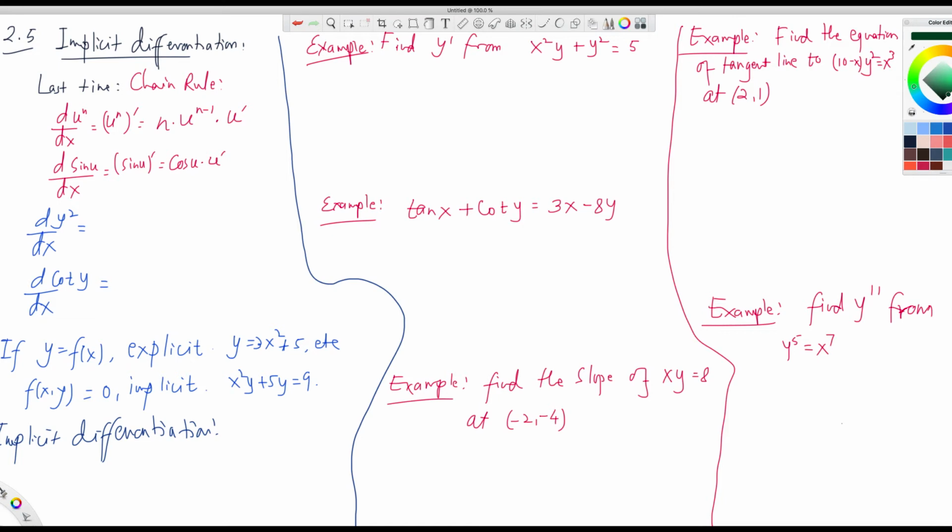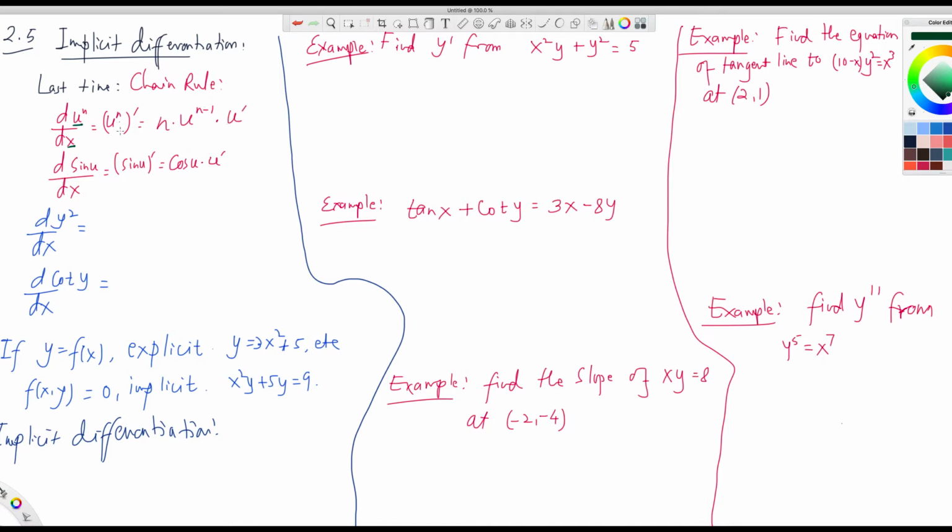In the last video, we discussed the chain rule, right? So for example, if there is d u to the n over dx, that is the derivative of u to the n with respect to x, is also denoted by u to the n and then prime outside the parenthesis. The formula was n times u to the n minus 1 times u prime, right?